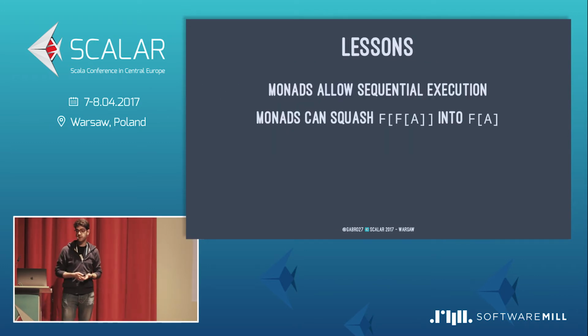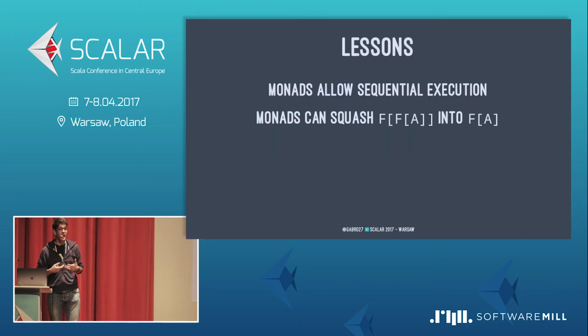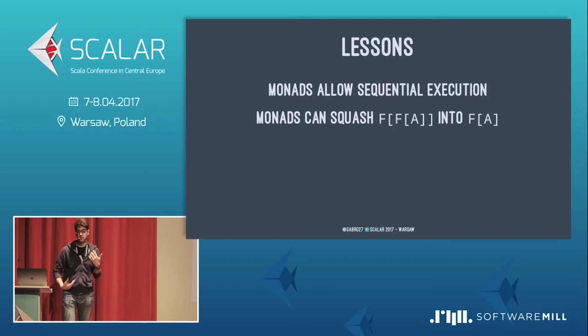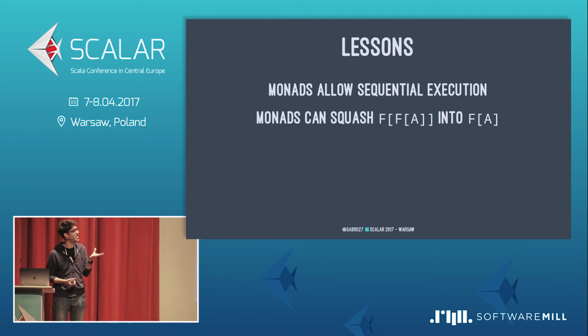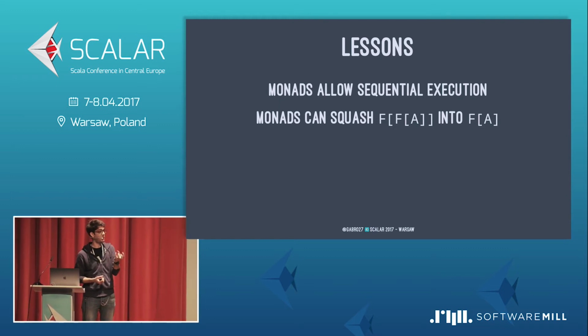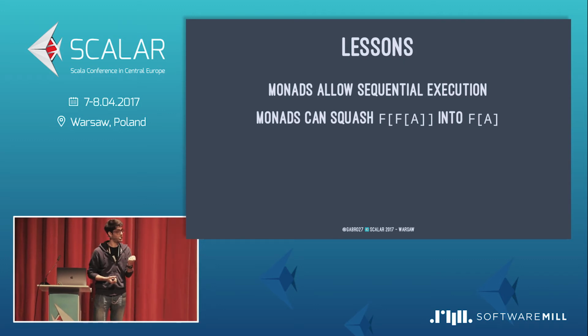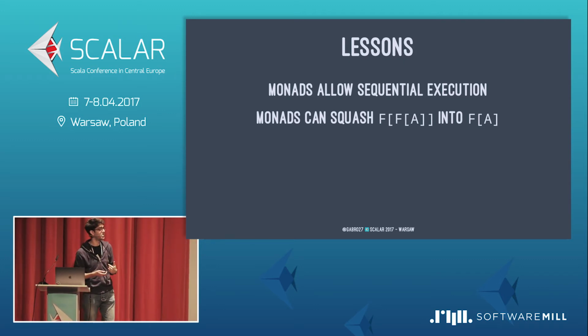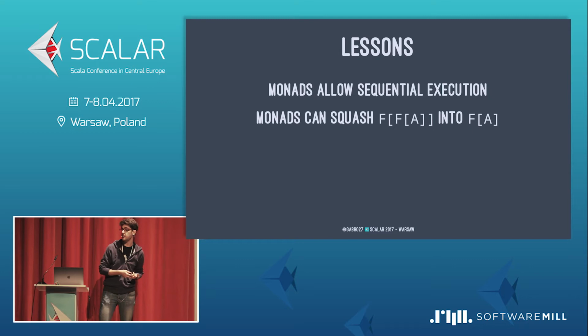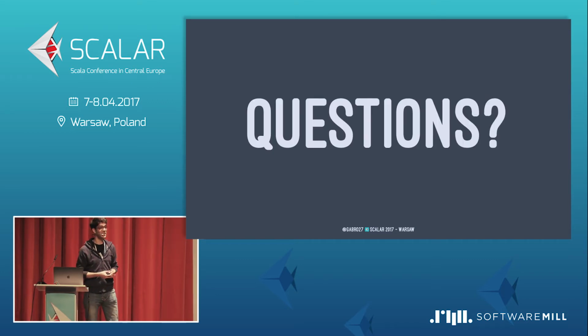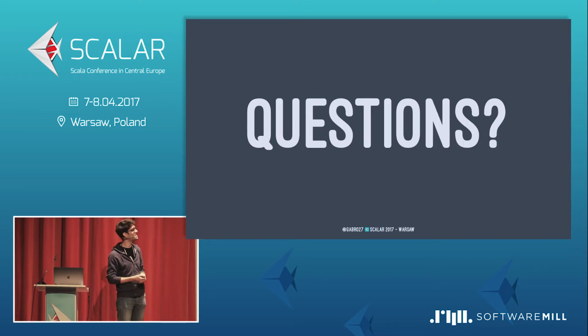So the lesson here, before we go further, is that monads allow you to do sequential execution, to chain stuff together. And they have this characteristic intrinsically that they can squash something that has an F of an F of an A into an F of an A, which is actually the join operation, which is another way in which you can define a monad. So we're done, right? Any questions? Everything's nice. You can squash things together. You can chain things together.